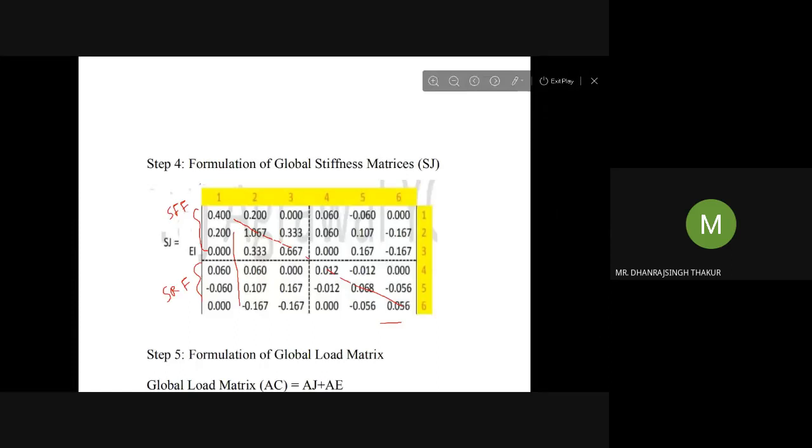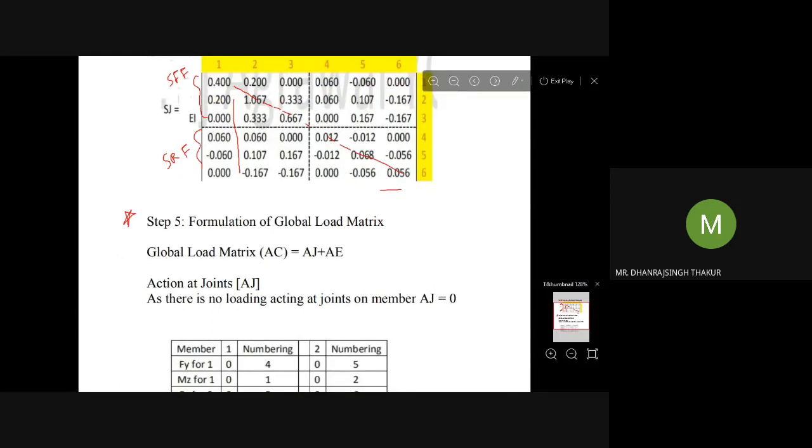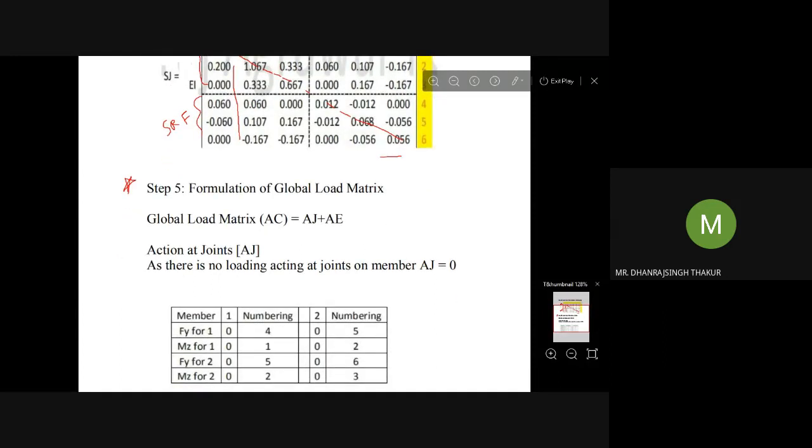Then we will go to the next step, that is step number 5. From this step, this is a very important step. Okay, formulation of the global load matrix. Copy में इसको आप लिख लो. Very important step. From here there will be the changes. Here you know this step, you know the formula also. We have used this formula, same formula है. So the global load matrix we denote with the help of AC.